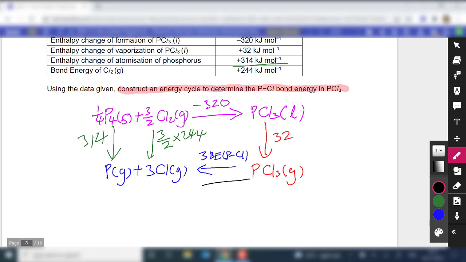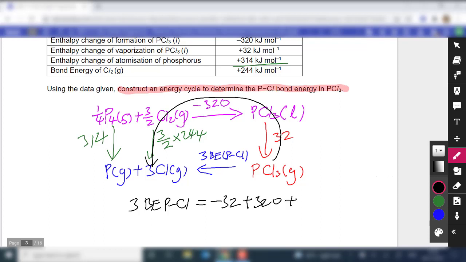Okay, this is slightly different, because I'm going in an anti-clockwise fashion like this. Therefore, 3 times the bond energy of P-Cl is equal to 32 plus 320 plus 314 plus 3/2 times 244. If you quickly use your calculators to sum them up, I get 968, and then I just divide by 3, so I should end up with around 323 kilojoules per mole.